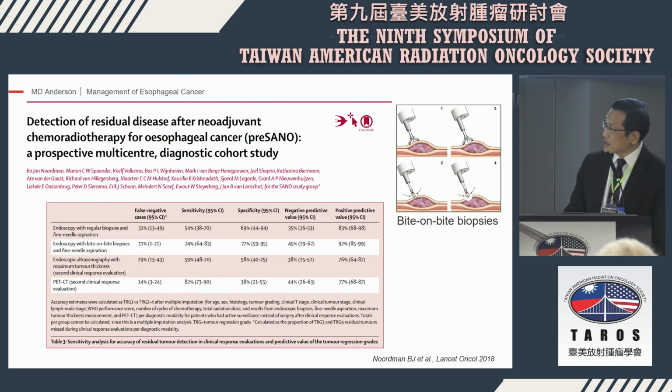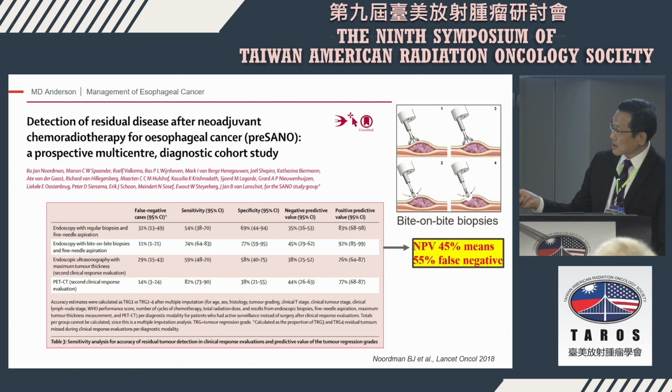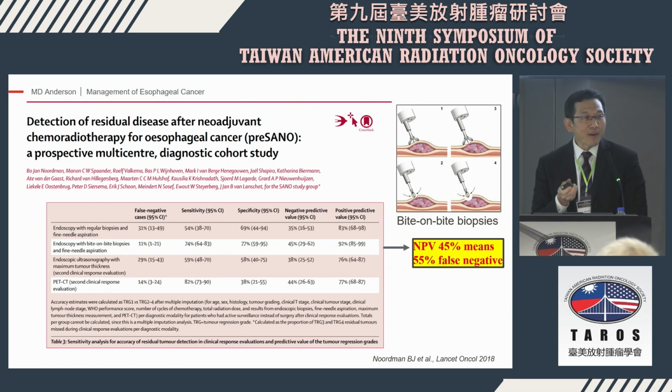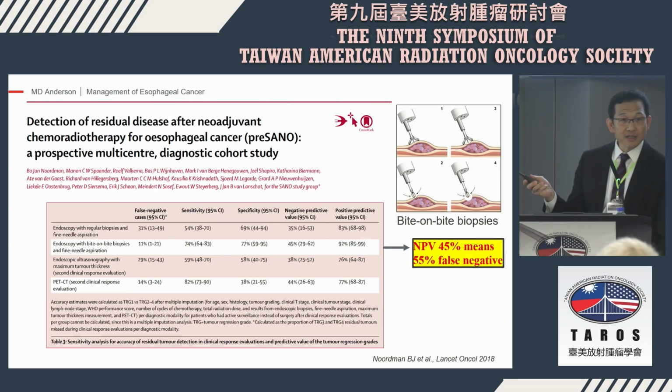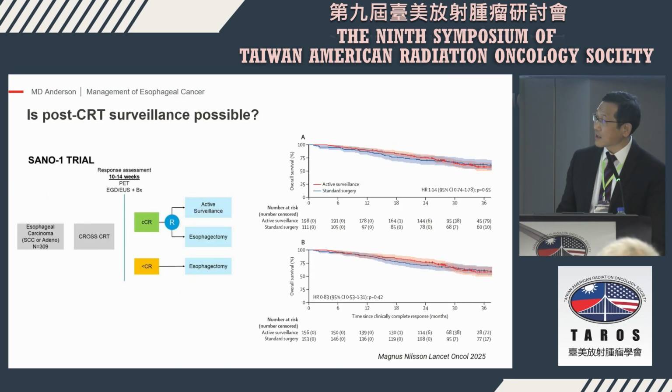What they found from this pre-SANO study, published in Lancet Oncology, is that compared to just one bite, the diagnostic accuracy is improved. However, it's not that much better. It's only about 10%, but it's still better than just one bite. So they took this and developed the SANO study, okay?